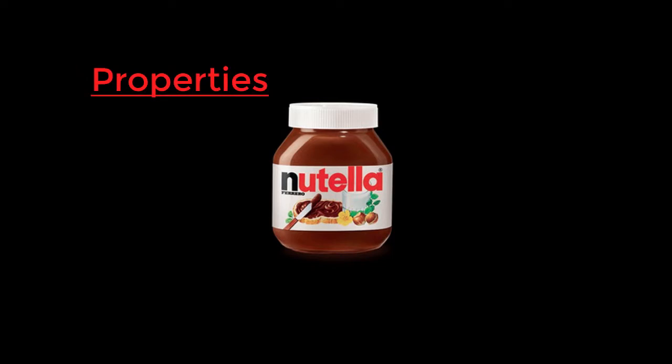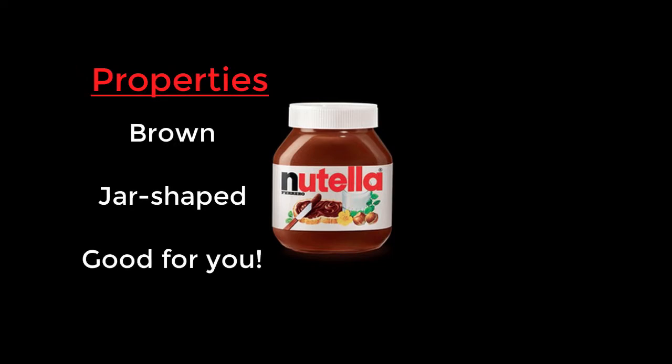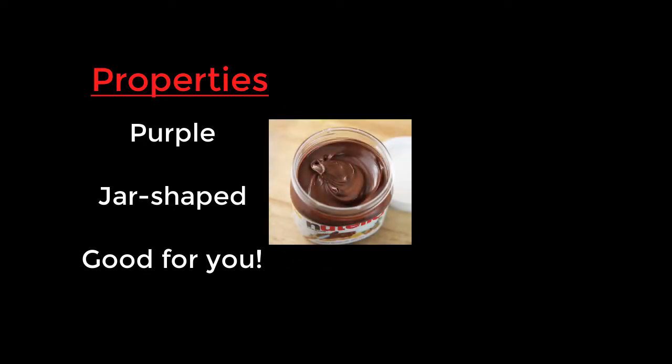Let's take a look at an object that you probably have on your desk right now, a jar of Nutella. A jar of Nutella has certain properties. It's brown, jar-shaped, and full of nutrients. Imagine that we could change these properties, for example, that we could change the color from brown to purple. Furthermore, imagine that we could have the jar do things, such as open up on its own. This action is called a method.